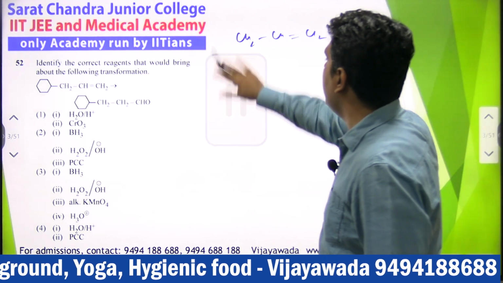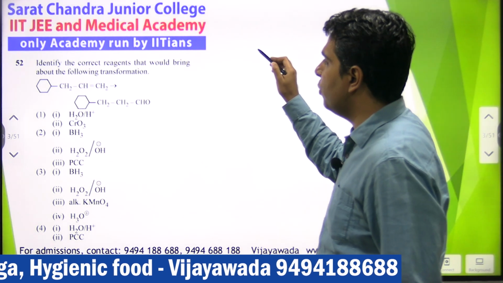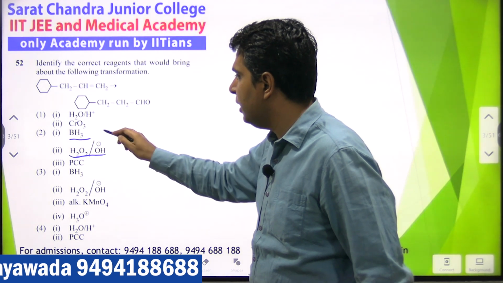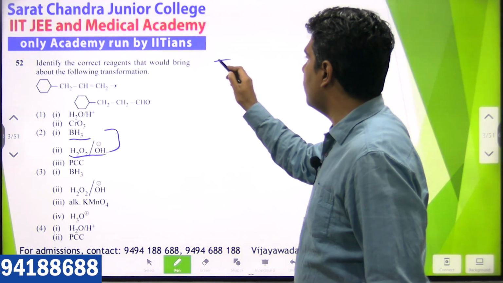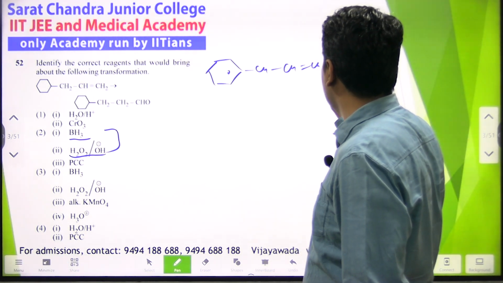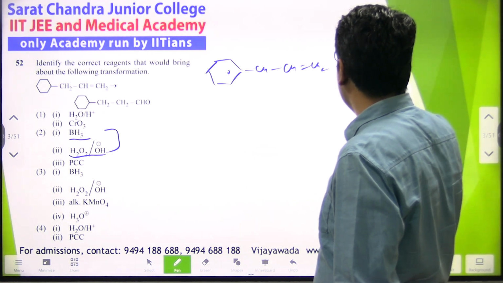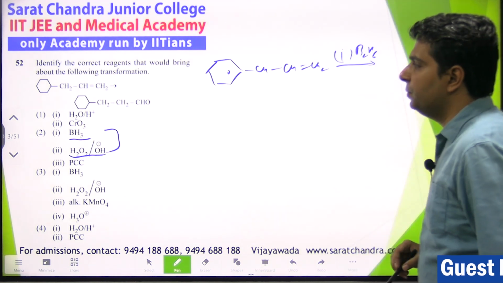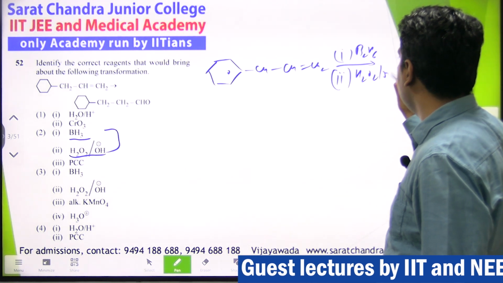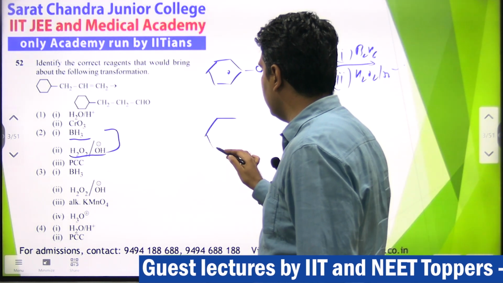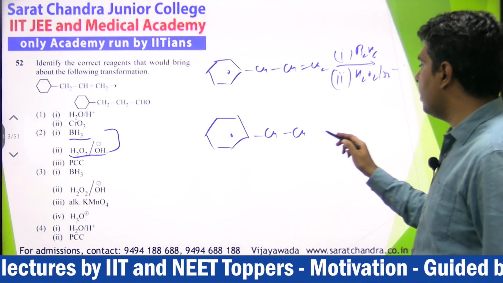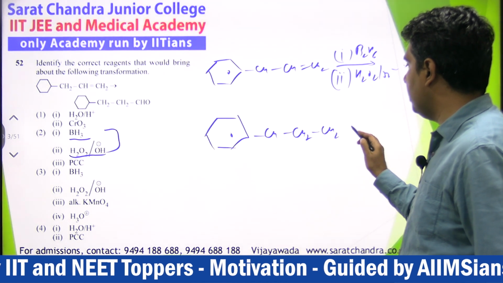So anti-Markovnikov addition in alkene is done by hydroboration oxidation. So we will be doing hydroboration and then oxidation. This is anti-Markovnikov addition. So in hydroboration and oxidation, if I am doing hydroboration, that is B2H6 or BH3, and oxidation with hydrogen peroxide in basic medium. So the product that we'll be getting is alcohol according to anti-Markovnikov addition. Now the OH will attach according to anti-Markovnikov addition. So this will be the product formed.